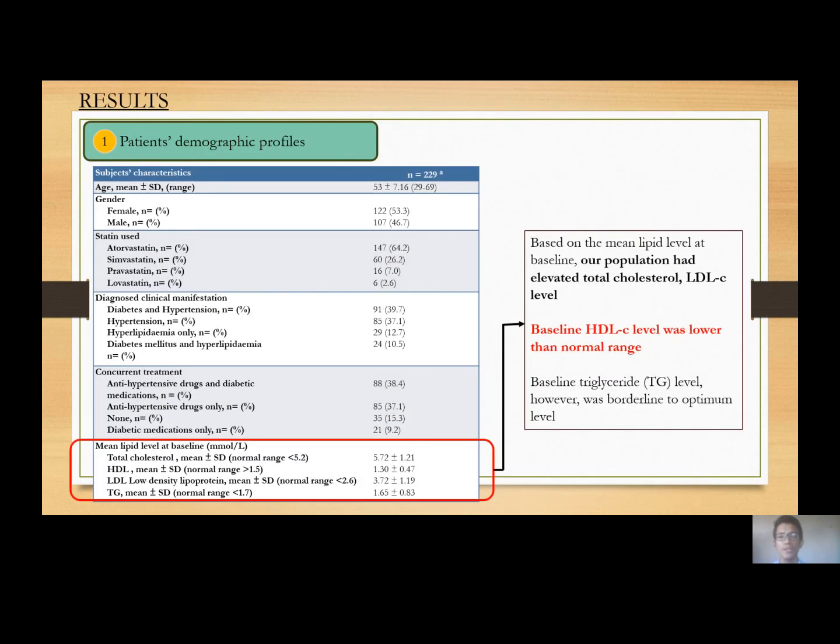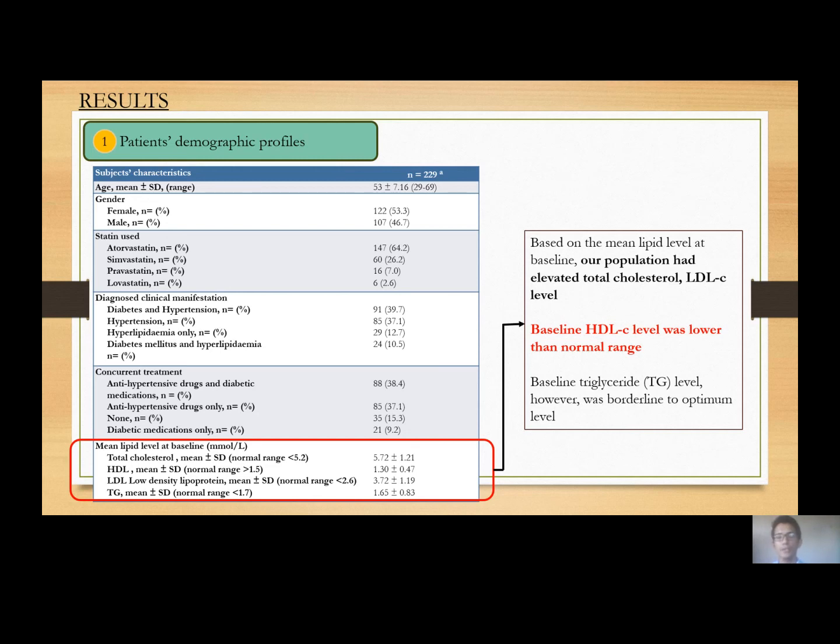Moving on to the results, the first is patients' demographic profiles. Looking at the table, focusing on the bottommost part of the table, the mean lipid level at baseline, you can see that our population had elevated total cholesterol and LDL level above the normal range. While for HDL level, our population had reduced levels as compared to the normal range, while the baseline triglyceride level was borderline as compared to the optimum level.